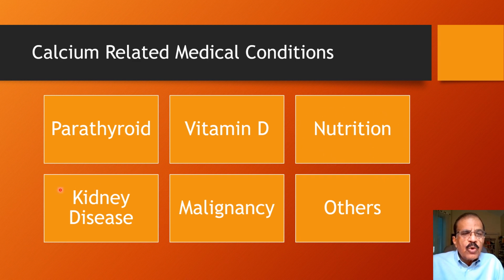Then kidney disease, chronic kidney disease, is characterized by hypocalcemia, and malignancies, very important. In fact, after the parathyroid gland, the second most important condition which can affect our calcium is malignancy. Several malignancies make metastasis in the bone and mobilize calcium from the bone, and they may also produce a parathyroid-like peptide, which also raises calcium. And there are several other diseases actually, and we will not be able to discuss them in detail here.